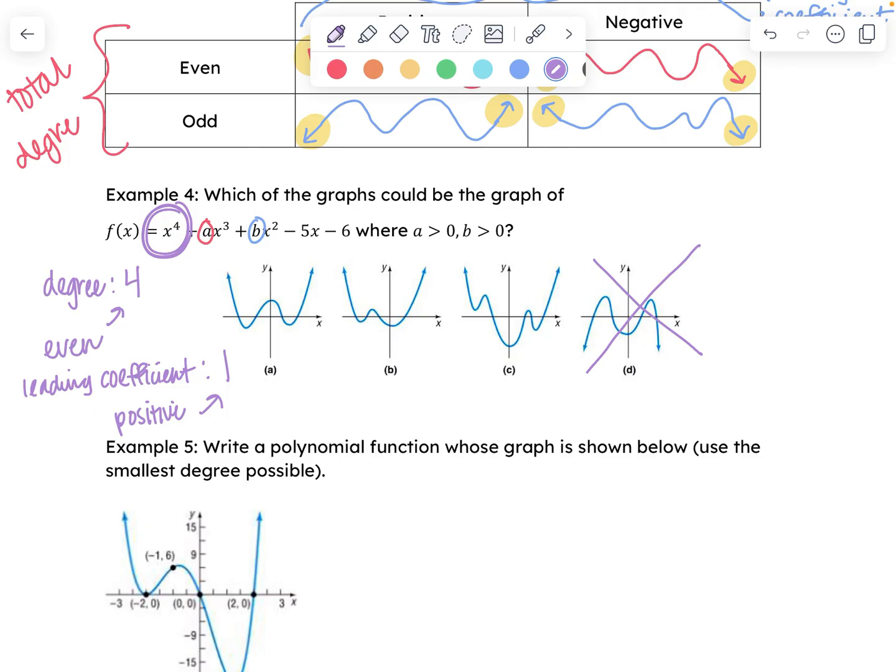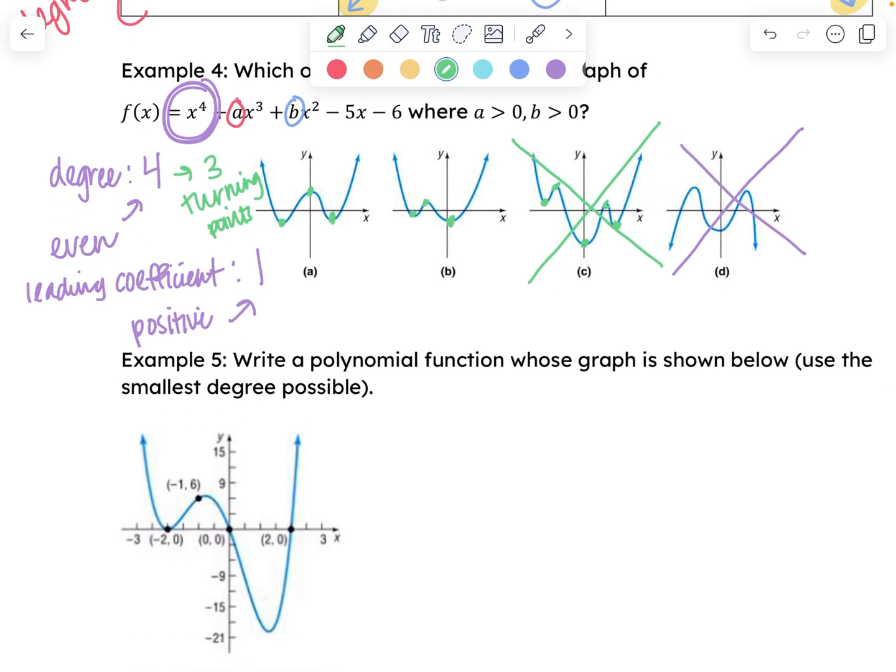The other thing that we also know is that since the degree is 4, we should have at most 3 turning points. So I can look here, I've got 1, 2, 3, 1, 2, 3, but this one has 1, 2, 3, 4, 5, so we can get rid of this one. That one has too many turning points. So we've narrowed it down to the first 2.